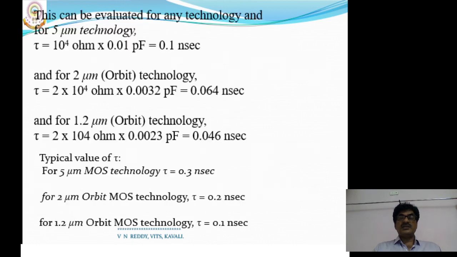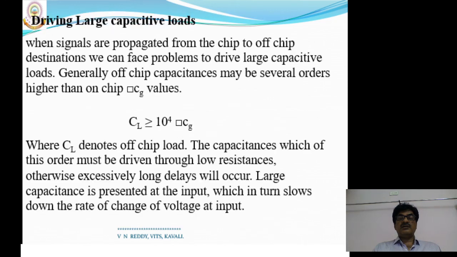And in the next class we can see how to drive large capacitive loads. If the capacitance is high, the delay is large. So to avoid the large delay and to speed up the system, what concepts you need to use to drive the large capacitive loads, that we can see in the next class.